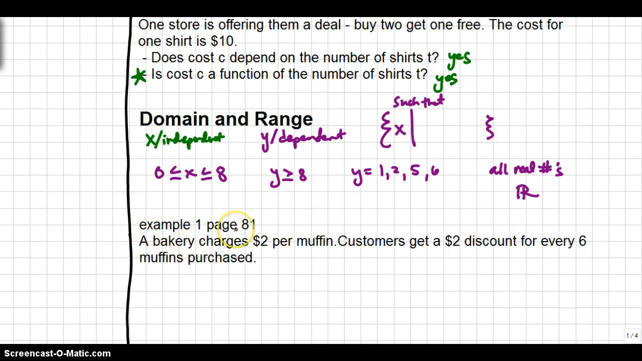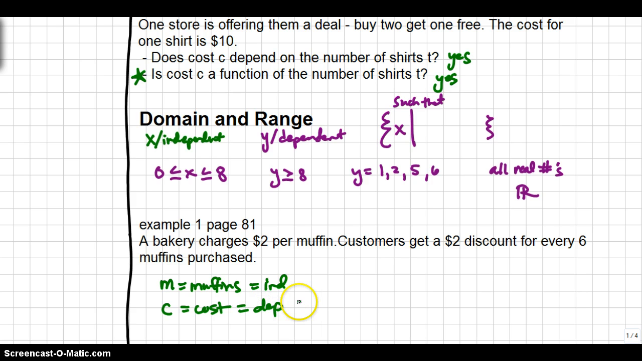So in this example that I took from the book, a bakery charges $2 a muffin. Customers get a $2 discount for every 6 muffins that's purchased. So if we were talking about the domain or the range here, let's first figure out which variable is which. Does the cost depend on the number of muffins, or does the number of muffins depend on the cost? And again, if you visualize this here, the muffins determine the cost. So the muffins, M, is your independent variable, and C, cost, is your dependent variable.